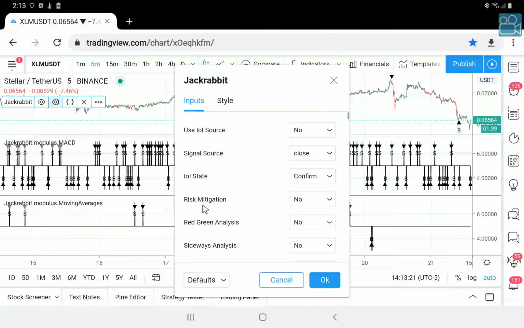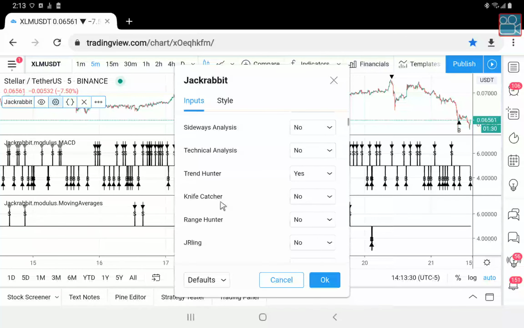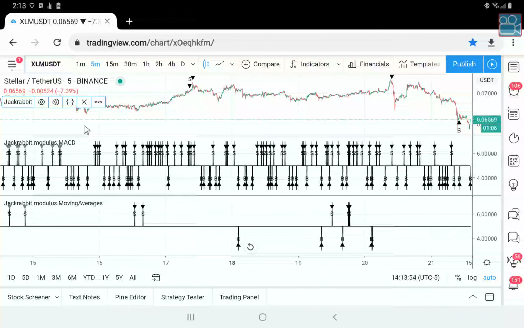Support and resistance, for example. Risk mitigation. This is one of Jackrabbit's strongest indicators or mindsets. JR-Ling is an incredible tool when you want to trace the market and really scalp it. Range Hunter is a whole different approach to even looking at the market that simply does not exist in the modulus framework yet. Pick the right tool for the right job.